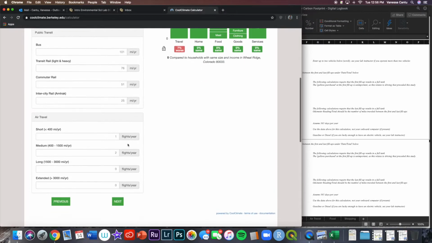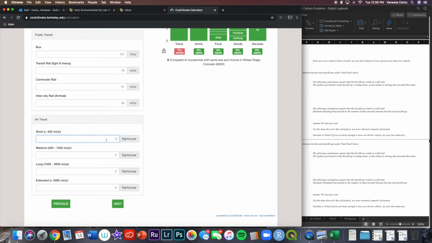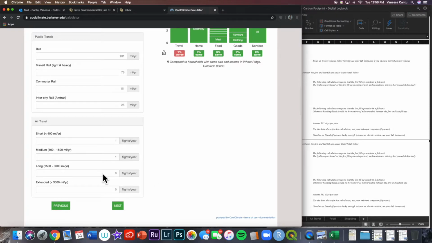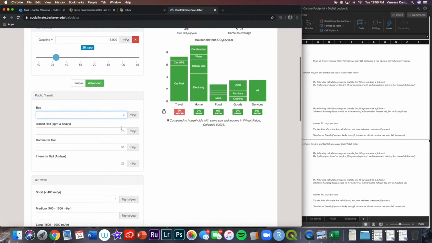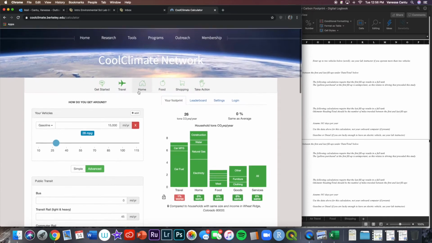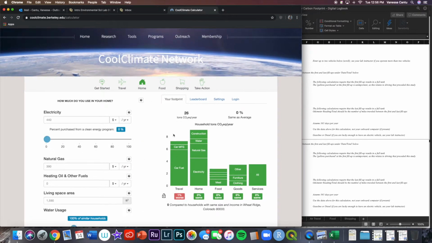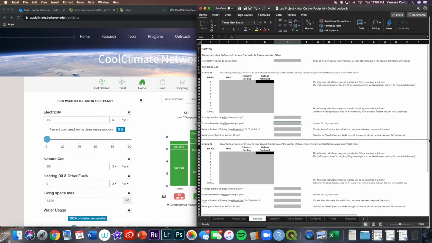So this is where you're going to put how many miles. So if you remember from the digital logbook, I just put 1 for here and then 0 for everything else. Say you didn't ride anything on the bus, the light rail you did 45 miles, commuter rail you did nothing, intercity you did nothing. That will be inputted like that. These are all hypothetical values. For electricity, what did we put for electricity?